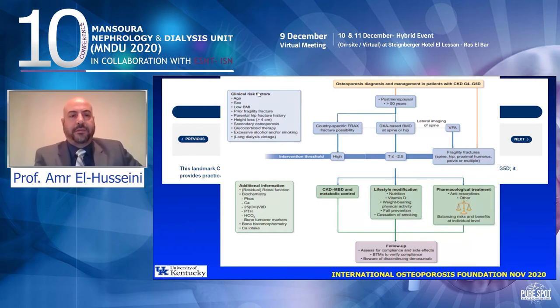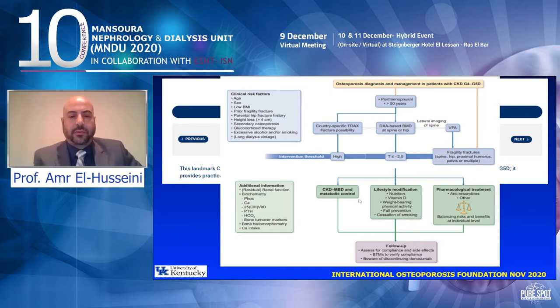So we risk stratify our CKD patients according to their age, their gender, their BMI, the high risk of fracture, and we do a DEXA scan, including vertebral fracture assessment. We put the patient in a lateral position to detect any vertebral fracture. And according to the DEXA scan and the vertebral fracture assessment, if the patient has high risk of fracture, we call it the fracture risk assessment tool, the FRAX. So if the patient is osteoporotic or has high risk of fracture, or especially fragility fracture, we need to intervene.